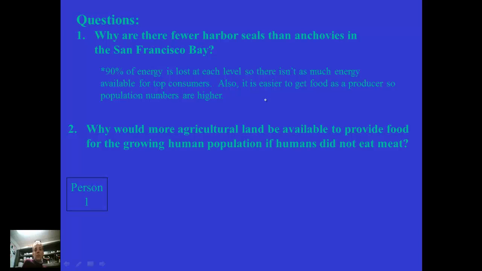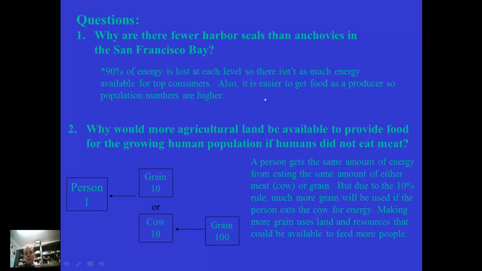Well, it also has to do with the 10% rule. So we have person 1 who eats, we'll say, 10 servings of grain. Or they can eat 10 servings of cow. It's the same amount of energy. It's 10 servings. However, that cow had to consume 100 servings of grain before the cow could be fed to the person.